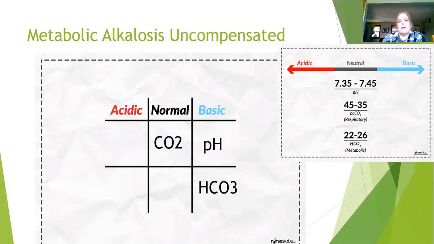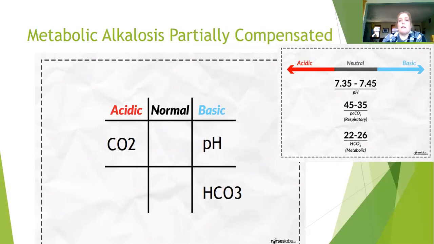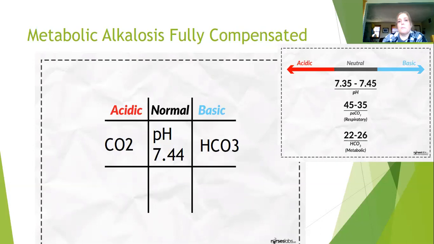Right? Metabolic alkalosis, the bicarb and the pH will both be on the basic side, and the CO2 in this case is not trying to help, so it is in the normal column, so it's uncompensated. Metabolic alkalosis partially compensated. The respiratory system is trying to help. That is why the CO2 is on the acid side instead of normal. And we know it is a metabolic problem because that's what's in the same column as the pH. Right? Here's what a metabolic alkalosis fully compensated would look like.